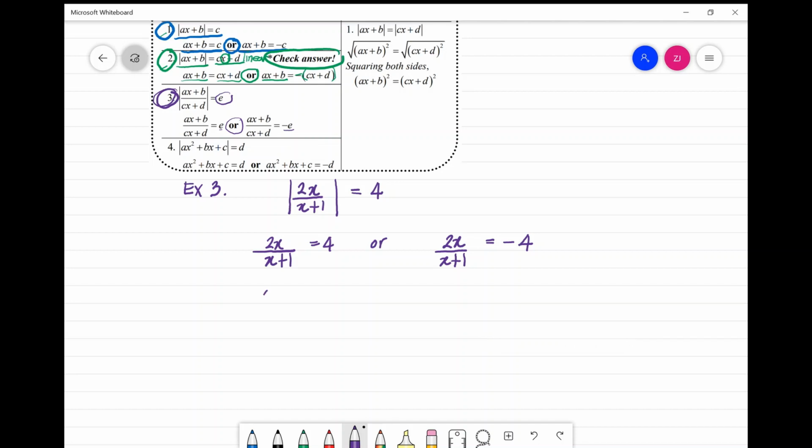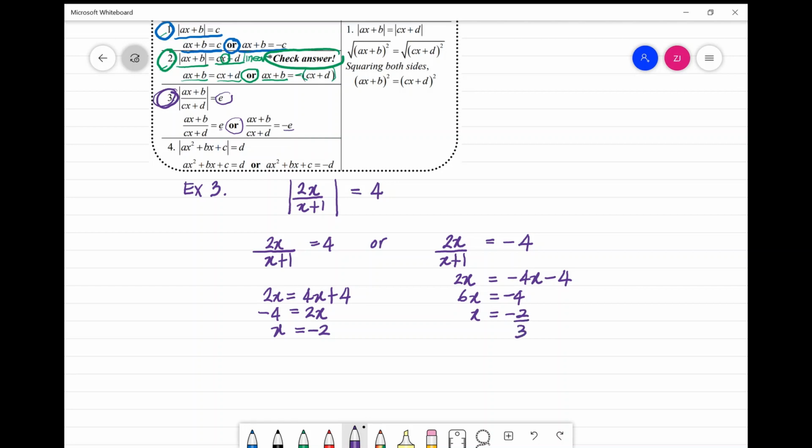We will have 2x, and we cross multiply, so we have 4x plus 4. We bring the 4 to the left, so we have negative 4 equals 2x. Thus, x equals negative 2. Then for the second equation, we have 2x equals negative 4x minus 4, and we have 6x equals negative 4, and we have x equals negative 2 over 3.